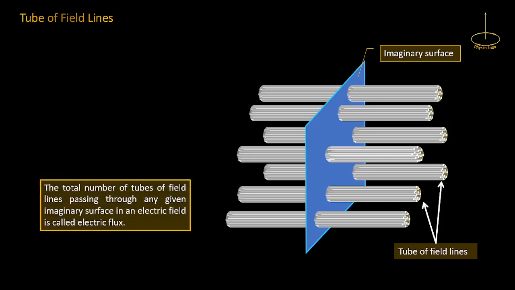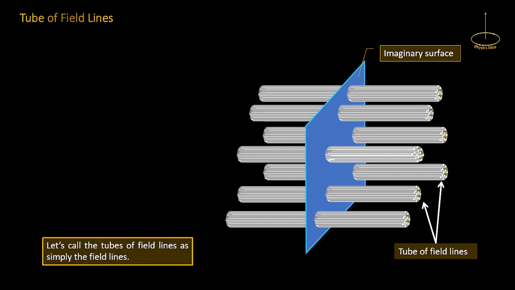The total number of tubes of field lines passing through any given imaginary surface in an electric field is called electric flux. Let's call the tubes of field lines simply the field lines.